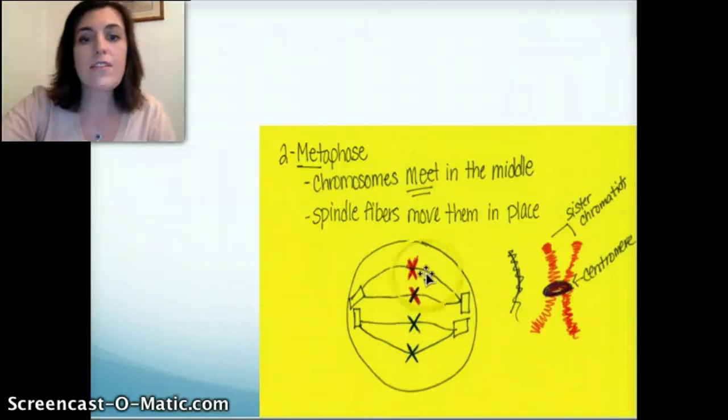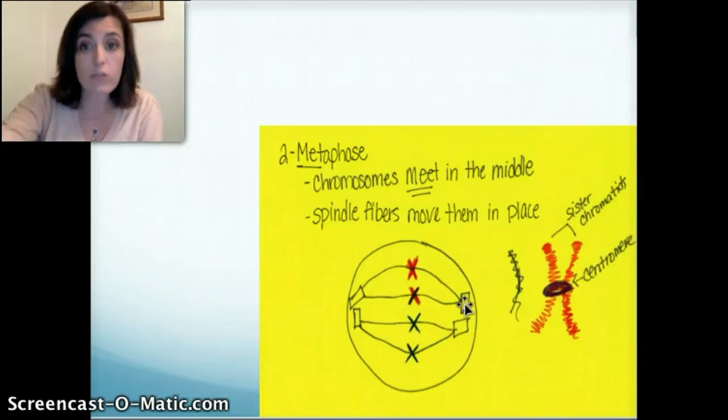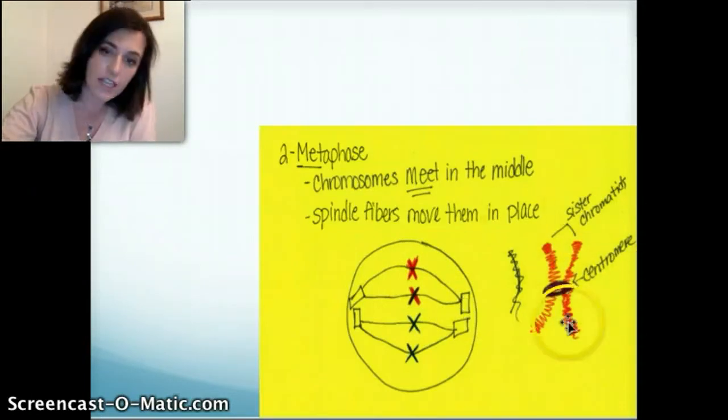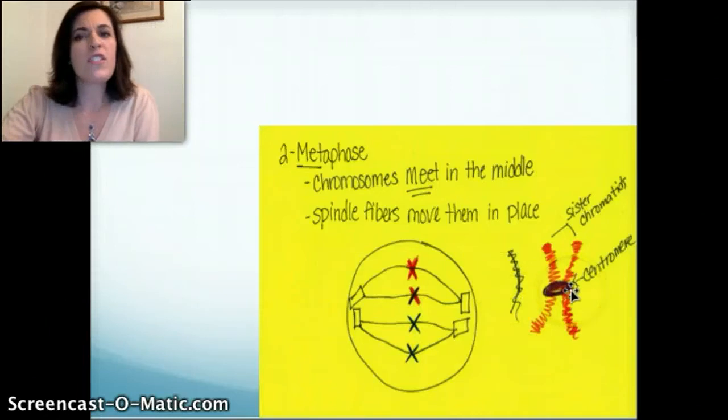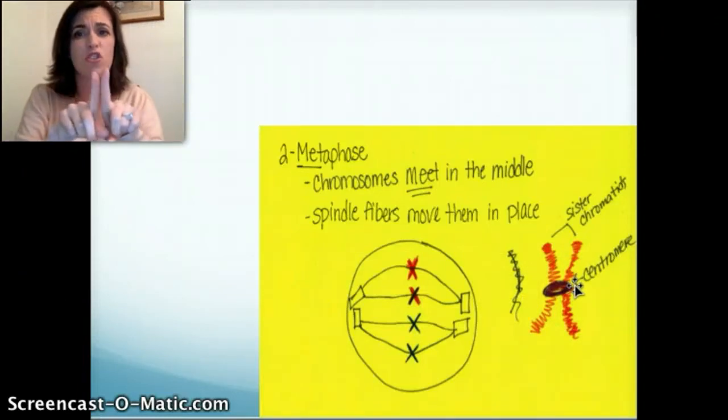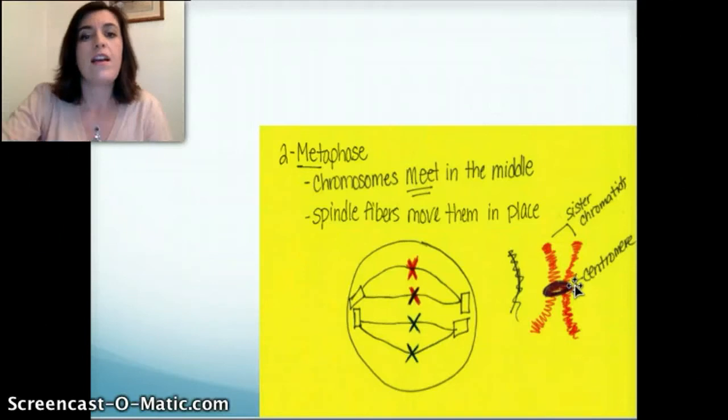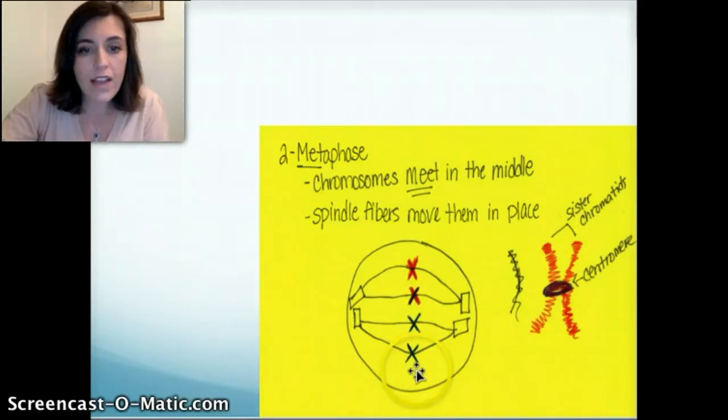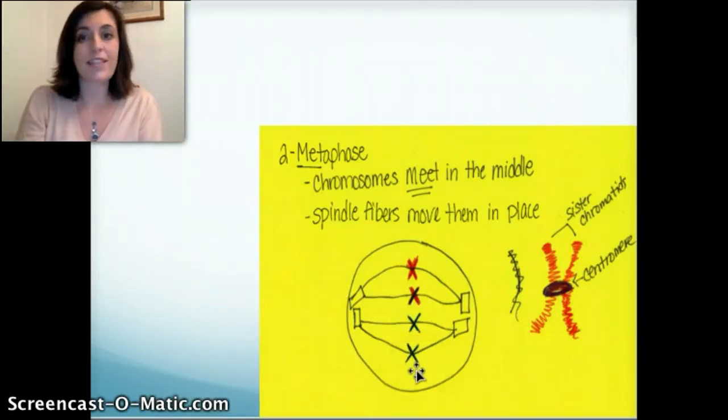Okay, remember that those spindle fibers that shot out of those centrioles are grabbing onto those centromeres. Look at that, we kind of zoomed in right there. Remember those from the last video? Centromeres are holding those sister chromatids, those twin chromatids, together. Yes, so we've got them all lined up and now they're ready to split and divide.